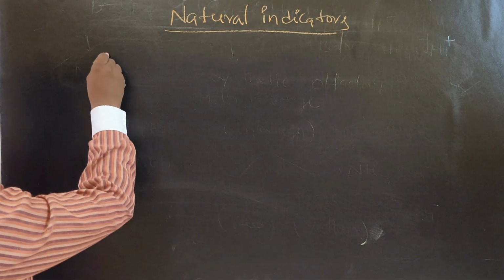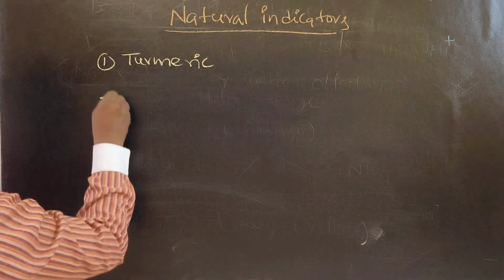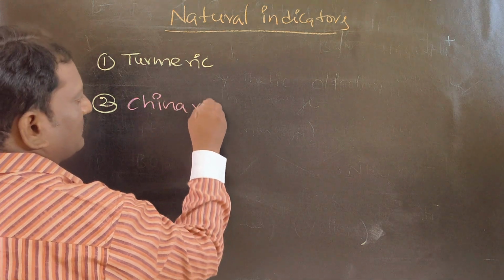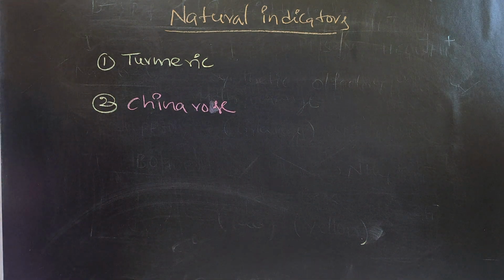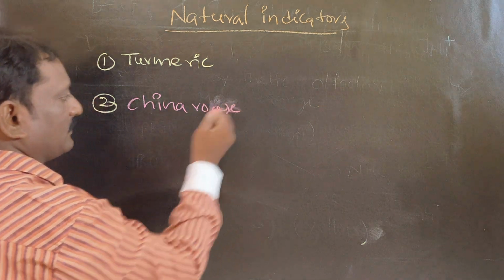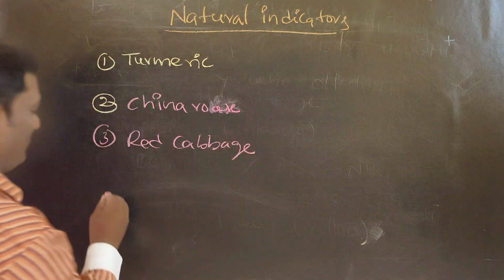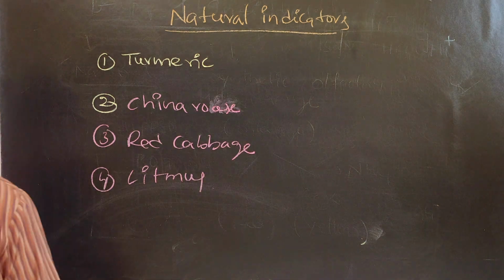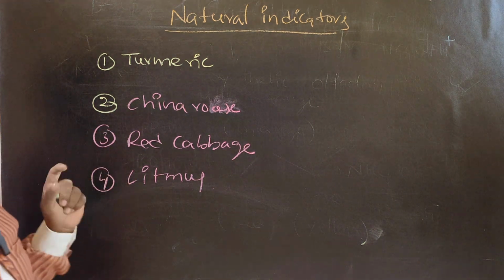How many indicators are there? Turmeric, China rose, red cabbage, litmus. These are the examples of natural indicators: turmeric, China rose, red cabbage, and litmus.